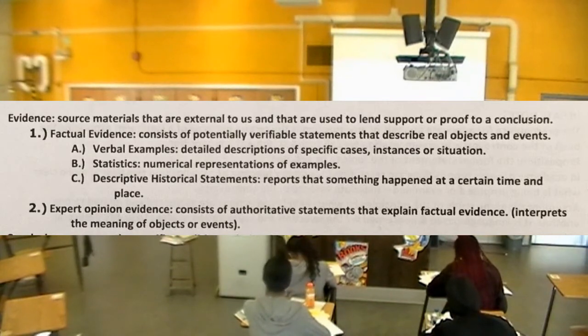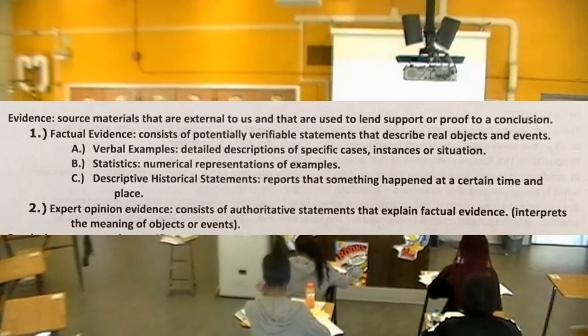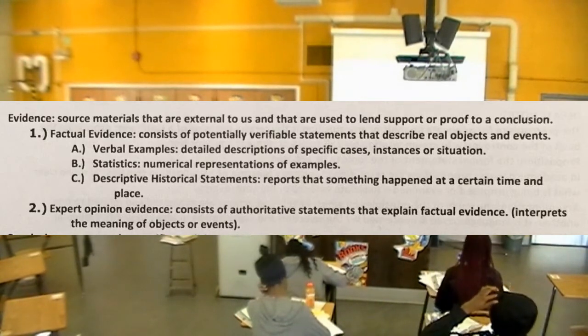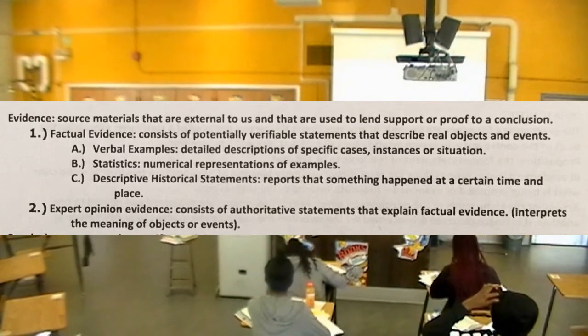No, C is second-hand observation. Under D, put definition. That's the other type. So you should have first-hand observation next to A, next to B, statistics, next to C, second-hand observation, and D is definition.